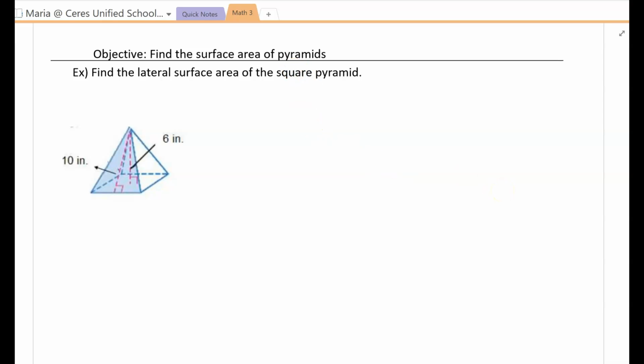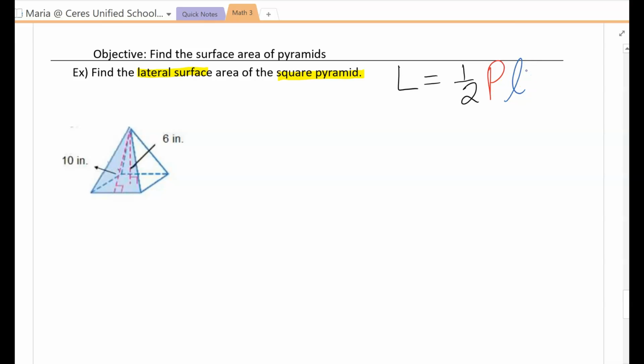So in this video we're going to focus specifically on the lateral area of pyramids, and we're still looking at just square pyramids. Alright, so for the lateral area of the square pyramids, we're just going to be using the first part of the formula. So instead of S, I'm going to be using L to denote lateral area instead of surface area. And my formula is just going to be 1/2 times the perimeter times the slant height.